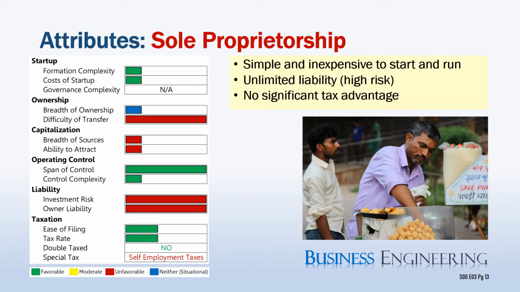Taxation of the business is very simple. The owner reports any income directly on their personal tax return, but may be limited as to which expenses are deductible for the business. The tax rate is that of the owner's tax bracket. The business is not double taxed on profits, but the owner must pay any self-employment taxes on the income.